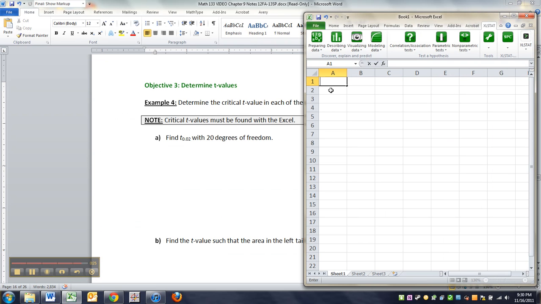All right, now I have to be honest, this is something that's gotten a lot better in the latest edition. You use t.inv, you say 0.02, comma 20, enter, and there you go. The only issue is we want the one on the other side, but that's okay because you can just say 0.98 and you'll have it, right? All right, so that's that.